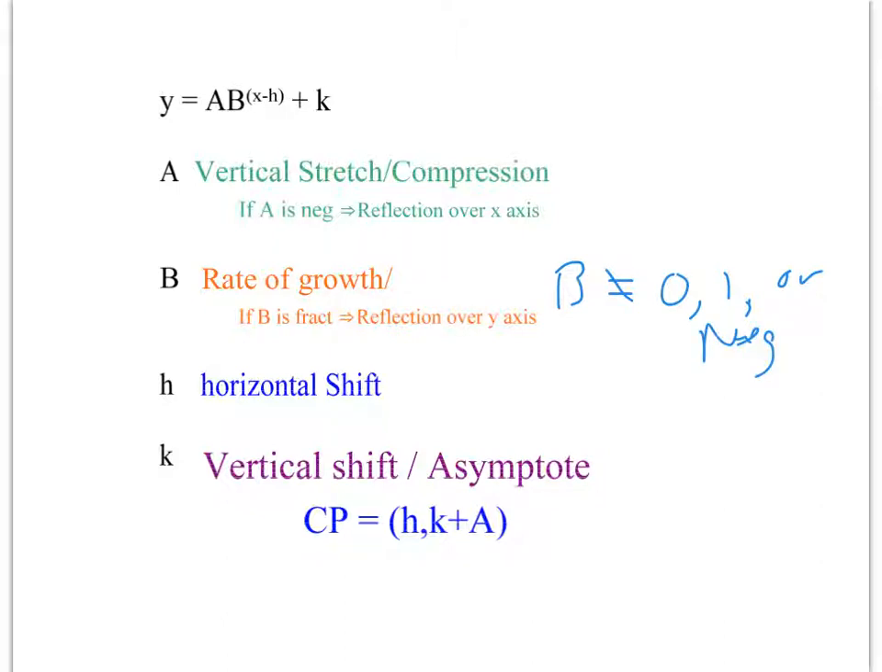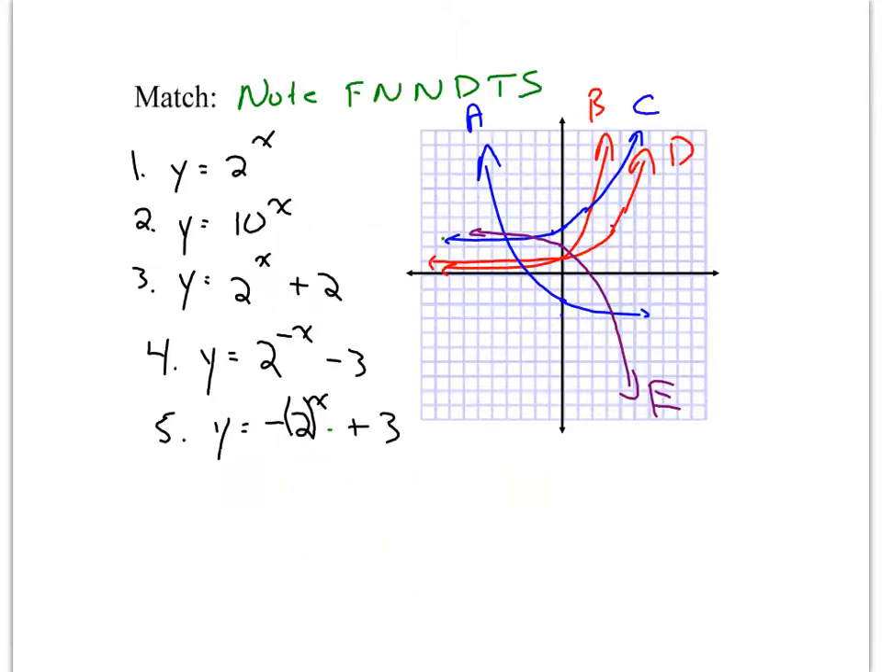Just like in trig, our h is our horizontal shift. In trig, we call it our phase shift, but this is our horizontal shift. And our k, we call it a climb. It's our vertical shift, and it determines the horizontal asymptote. Our critical point, which is 0, 1, is always going to be h, k plus a. Why don't you guys spend a quick couple of minutes here.